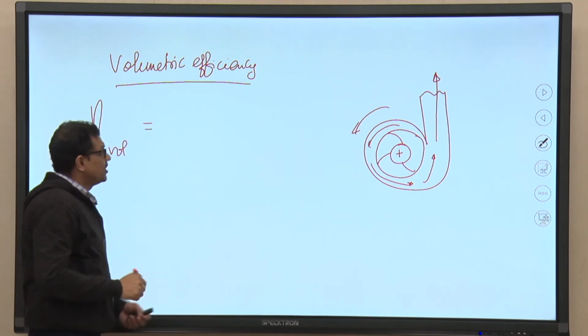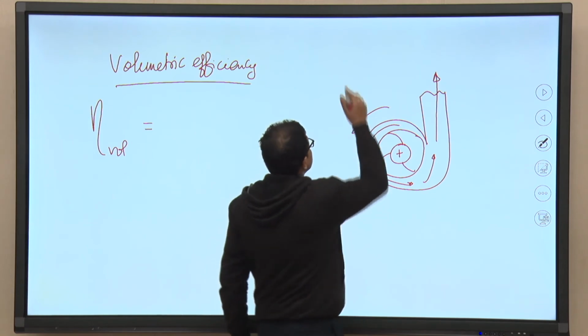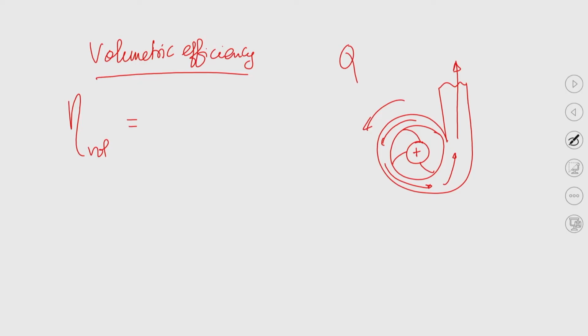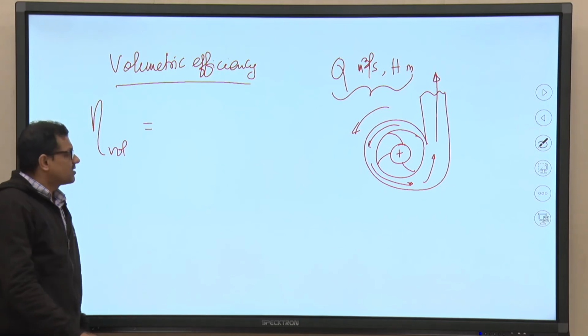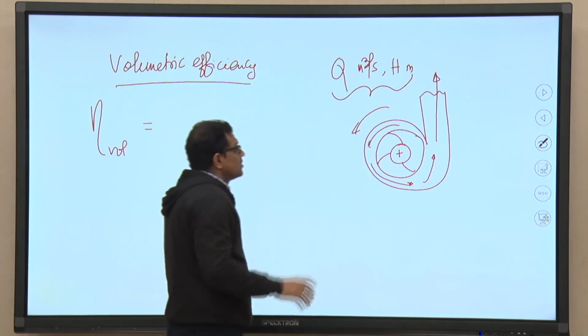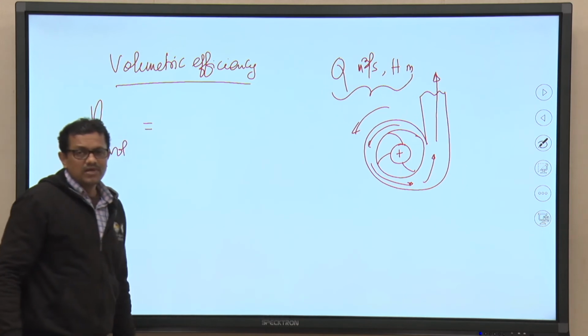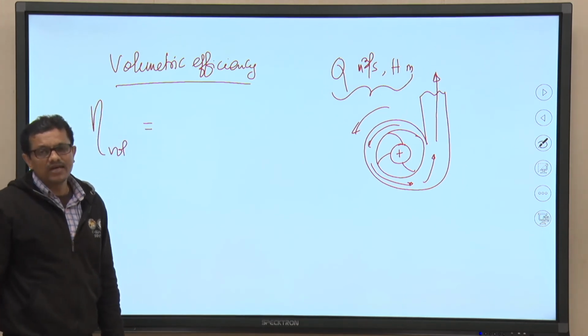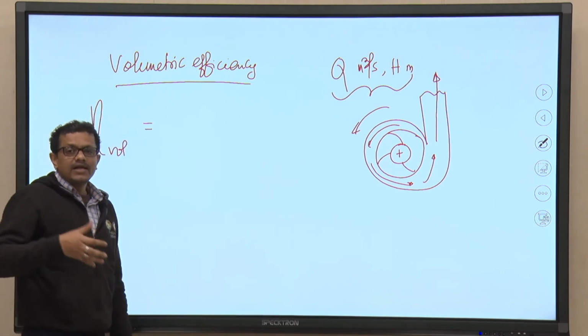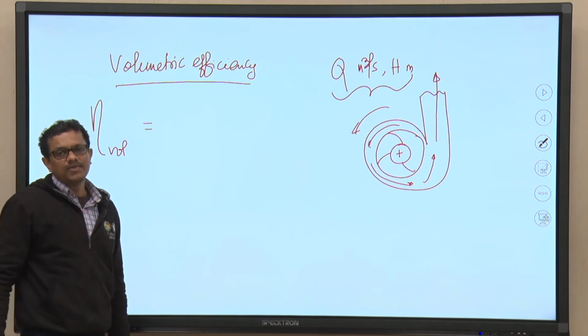We know that from this pump we will get Q meter cube per second discharge against a head of H meter. So, these two quantities are very important to note. But it is true that this is the discharge Q, but some part of this quantity might not have been delivered by the pump.